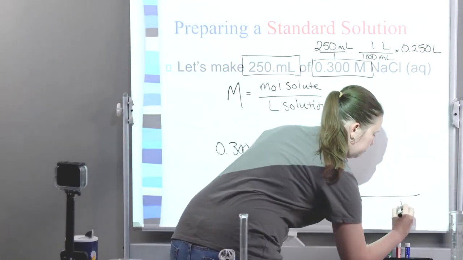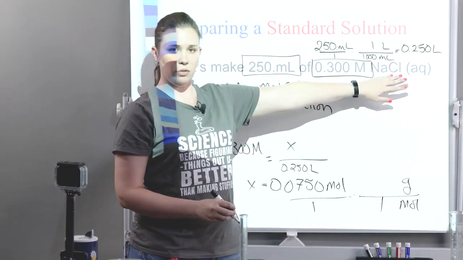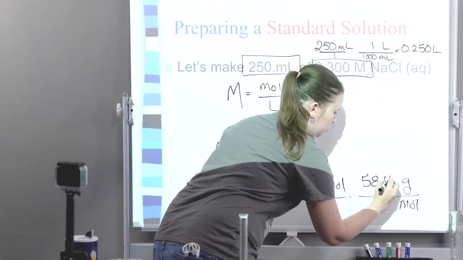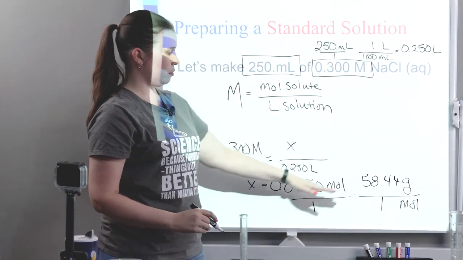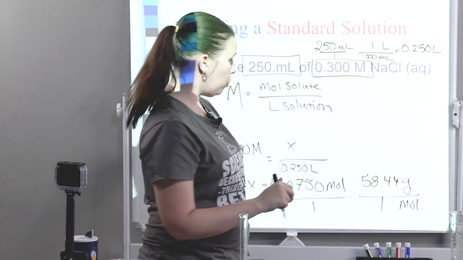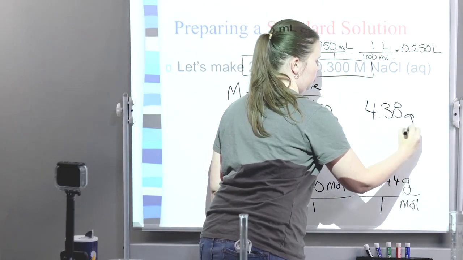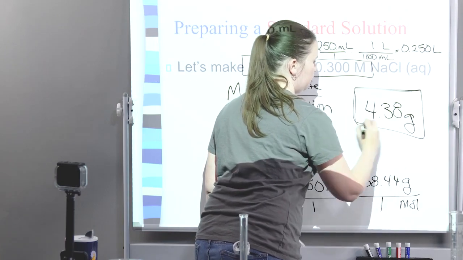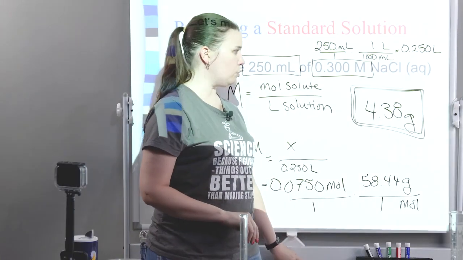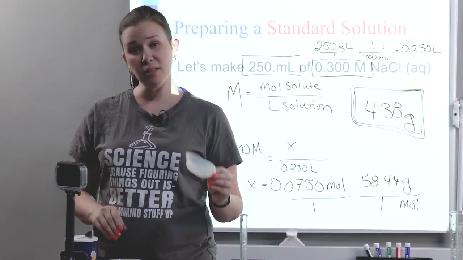So mole on the bottom and gram on top. 1 mole, and then I'm going to use the molar mass of the sodium chloride, which is 58.44. So essentially this means I'm taking my moles and I'm multiplying it times 58.44, and we get 4.38. So that is actually something I can work with. 4.38 grams of solute.